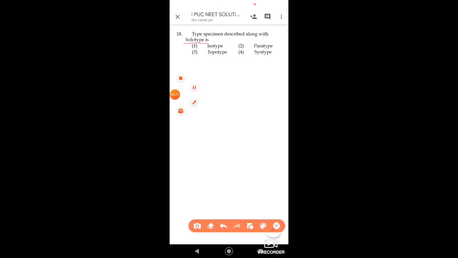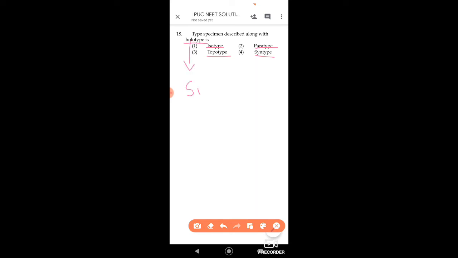The 18th question we have is: the type specimen described along with the holotype is isotype, paratype, topotype, and the fourth option is syntype. Dear students, first of all let us understand what we mean by holotype and all these four options. All of these are very important for the identification of organisms. So, what is a holotype?